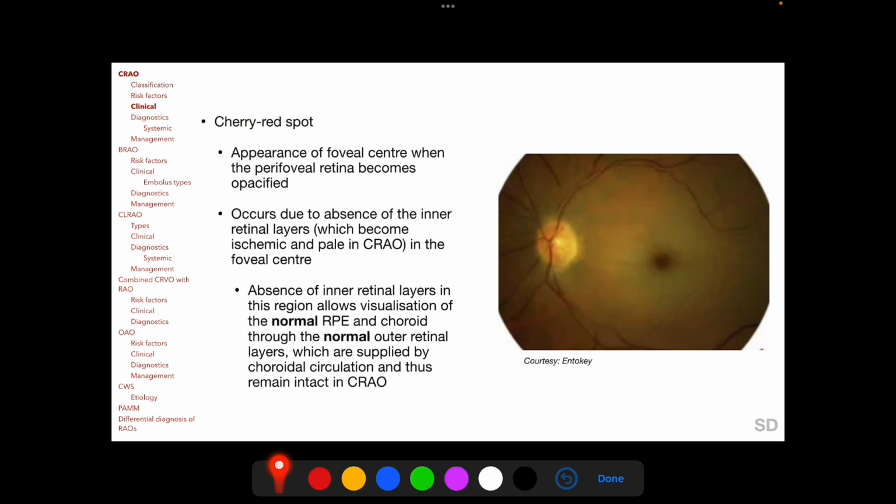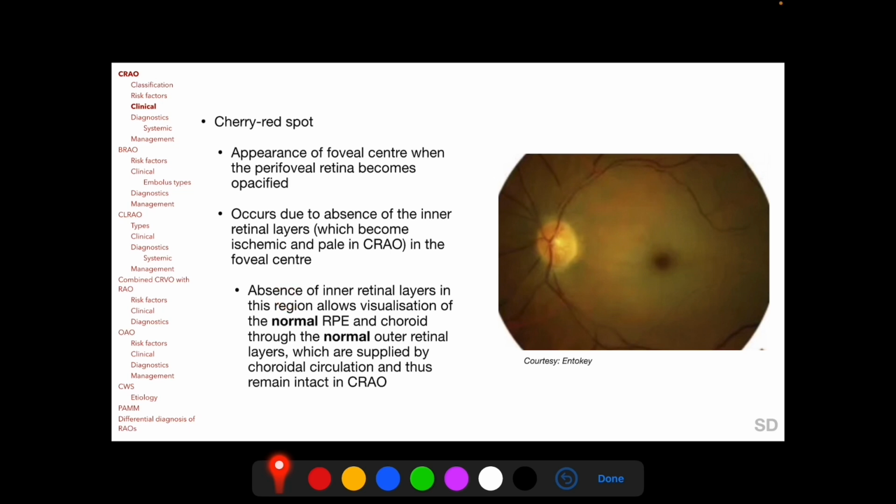The cherry red spot sign in acute stage of CRAO is the appearance of the foveal center when the perifoveal retina becomes opacified. This appearance of the foveal center occurs due to absence of the inner retinal layers from the outer plexiform layer to the retinal nerve fiber layer in the foveal center, and it is these inner retinal layers which become ischemic and pale in CRAO.